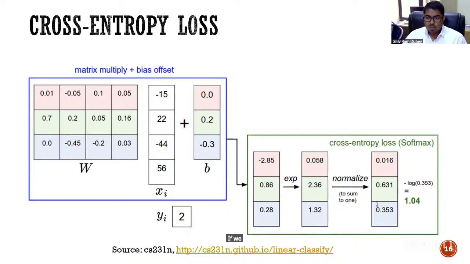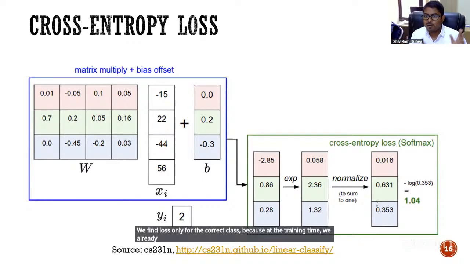If we have two classes with the same probability, will we find loss for both or not? We find loss only for the correct class, because at training time we already know the correct class for my input sample. Then whatever is the probability for the correct class, we take the minus log of that.